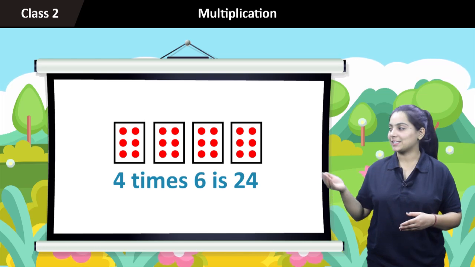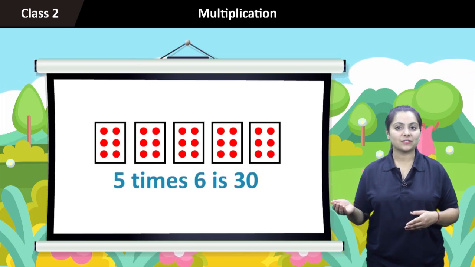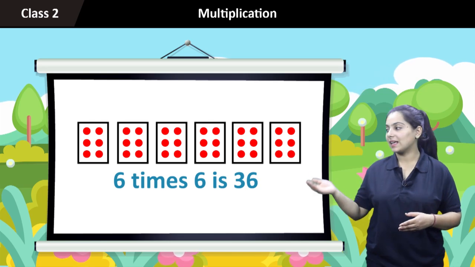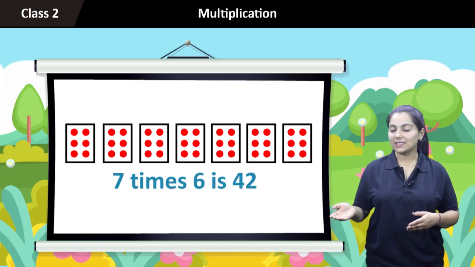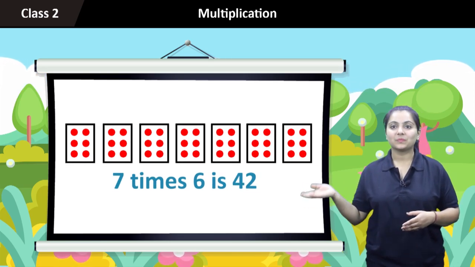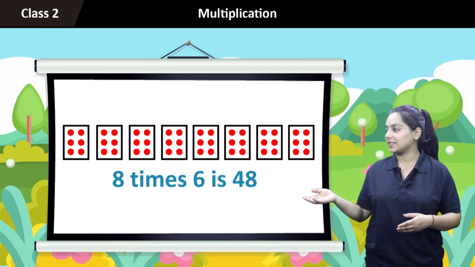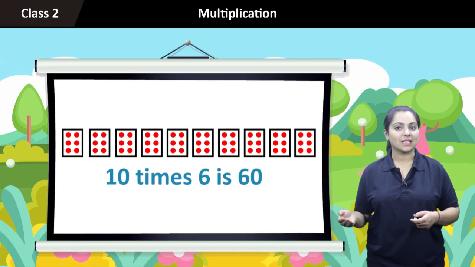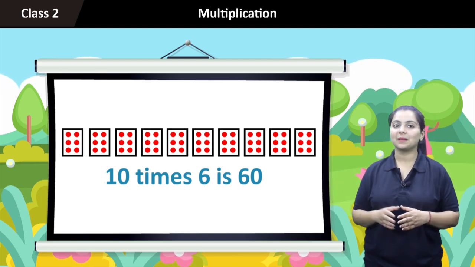4 times 6 is 24. 5 times 6 is 30. 6 times 6 is 36. 7 times 6 is 42. 8 times 6 is 48. 9 times 6 is 54. 10 times 6 is 60.